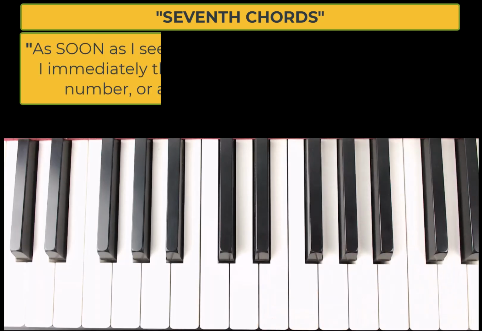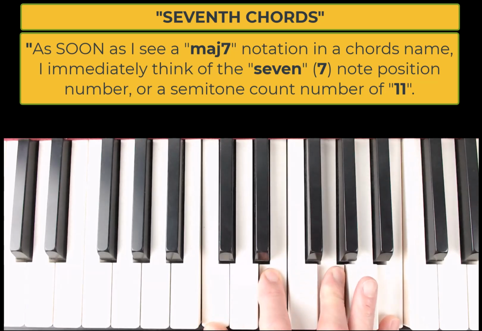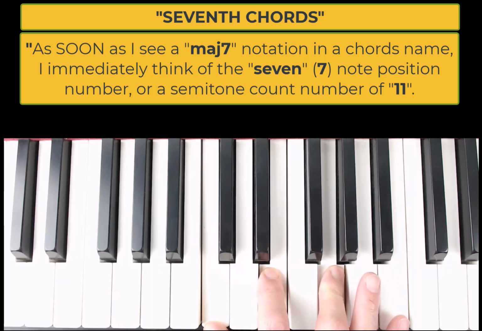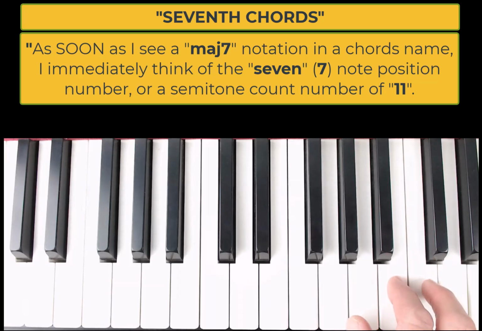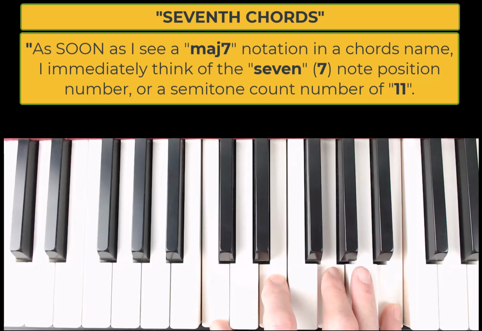Now, when I see a major 7th notation in a chord's name, I immediately think of the 11 semitone count number. So if I saw on the sheet music it said play a C major 7th, I'm going to immediately play these 4 notes because I know that is the 11th semitone count. Or if I were at the octave, I just go down 1, and that's going to tell me immediately at least what that note is that I add to the triad that gives it that 7th flavor.